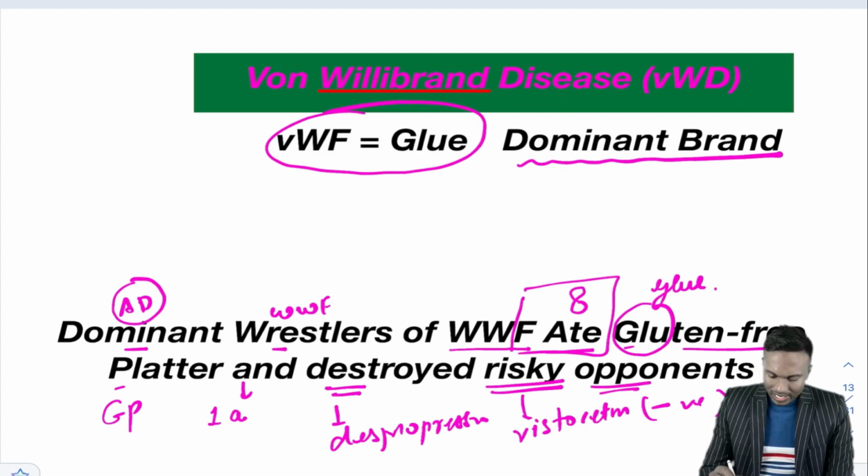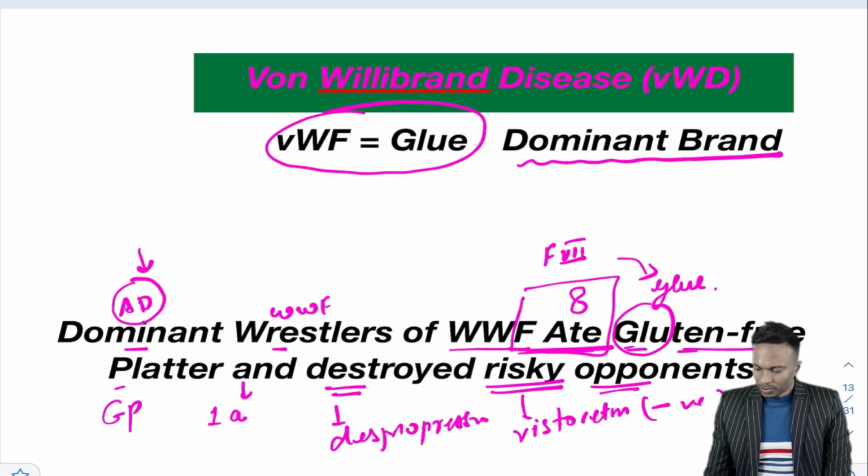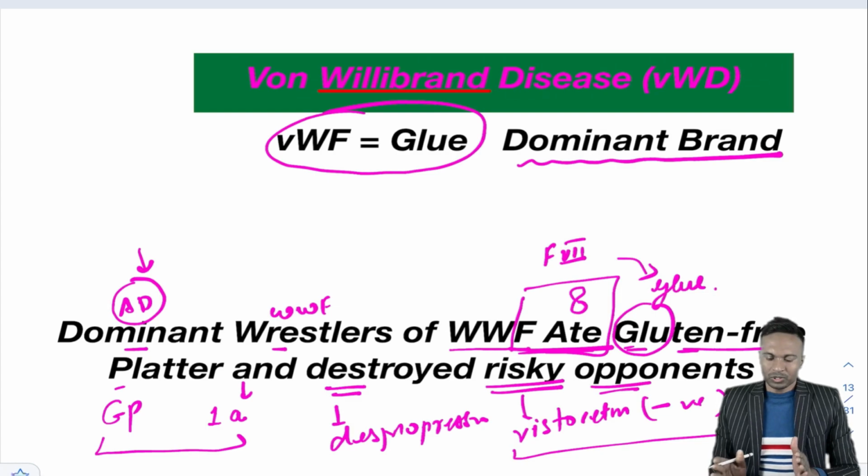By this mnemonic, you can understand that this is an autosomal dominant disease. WWF 8: it carries factor 8 along with it. Again it acts like glue. Again glycoprotein 1A, again ristocetin negative. So we have clubbed two diseases. Glycoprotein 1A, if missing, you call it Bernard-Soulier syndrome. Again, what is desmopressin? Desmopressin is the drug given to treat von Willebrand disease along with von Willebrand factor concentrate, because desmopressin increases release of von Willebrand factor.